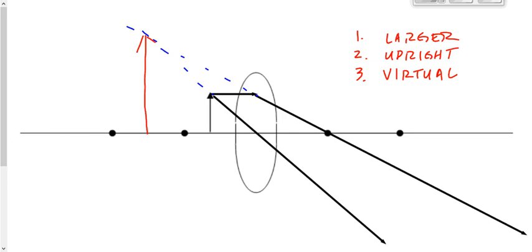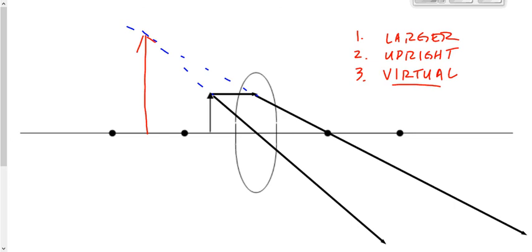It's virtual. How do you know that it's virtual? What on this diagram indicates that it's a virtual image, that we can't project it onto a screen? Yeah, dotted lines intersect, it's virtual, and in the last one we had solid lines intersect, that means it's a real image. Yep.